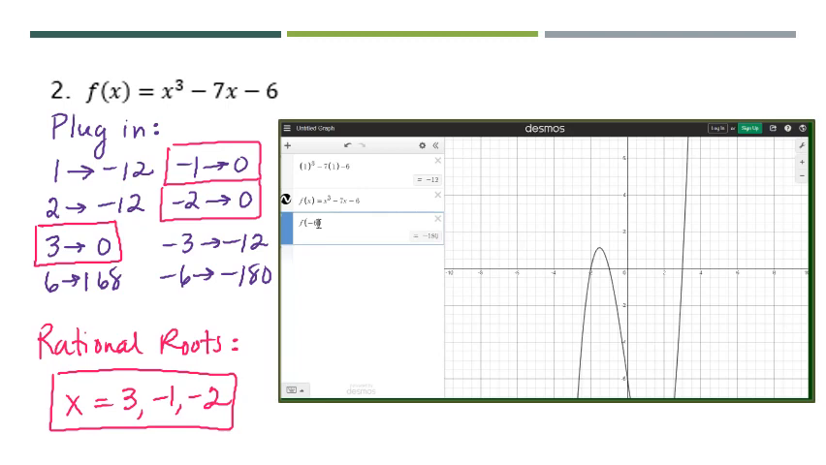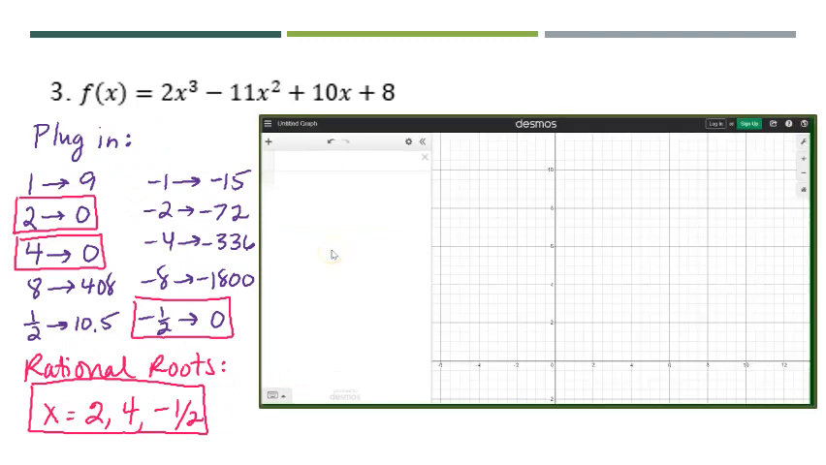And just something to keep in mind, because this is a cubic function, since I know that the highest exponent is the maximum number of rational roots, or roots in general, that I can have. Since I got 3 rational roots, I knew that -3 and -6 wouldn't work because I couldn't have more than 3.